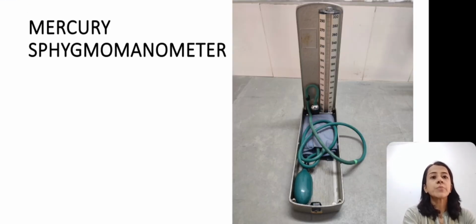This is the mercury sphygmomanometer. It is used to measure arterial blood pressure. As well as in the respiratory efficiency test, we are using this sphygmomanometer, and that is commonly used during the 40 mm of mercury endurance test.